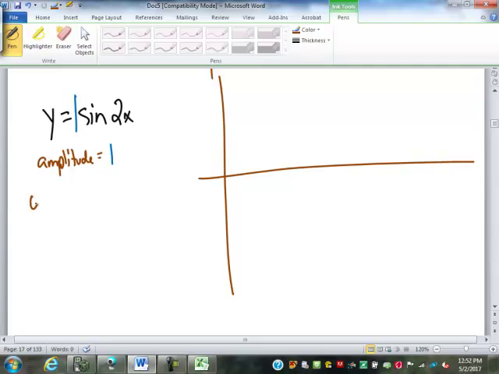There you go. Our wavelength is 360 divided by that number, which is 2, is 180 degrees. Phase shift, still no phase shift. Yep, that would have to be added or subtracted here.